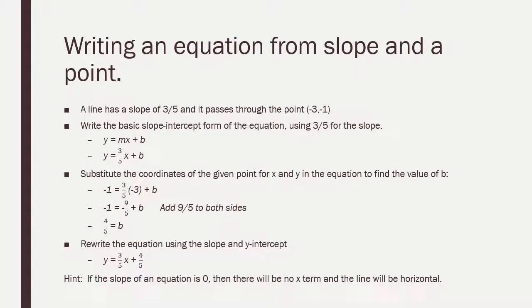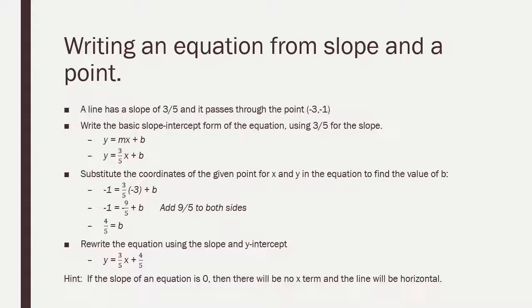Now, you can write an equation, you can make a chart, you can make a graph from any of the other representations of a situation or a function. So in this case, the one that we were just looking at, if you know that the slope of a line is 3/5 and it passes through a certain point, you can write an equation.